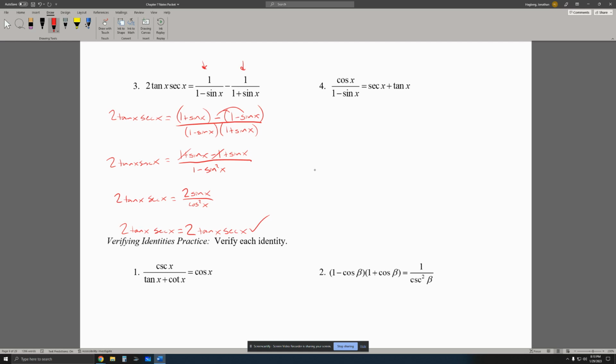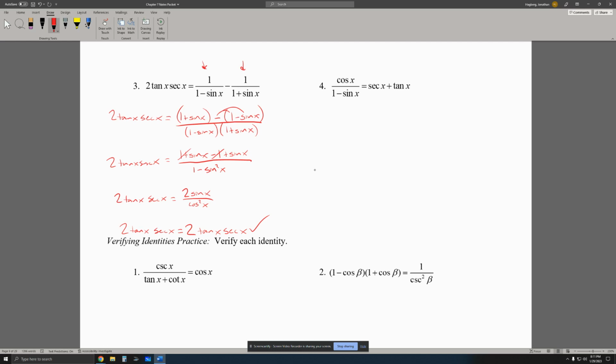Okay. Number 4. Let's do the left-hand side. Neither of these looks particularly more challenging than the other, so let's just do the left-hand side. All right, so we have cosine x over 1 minus sine x.